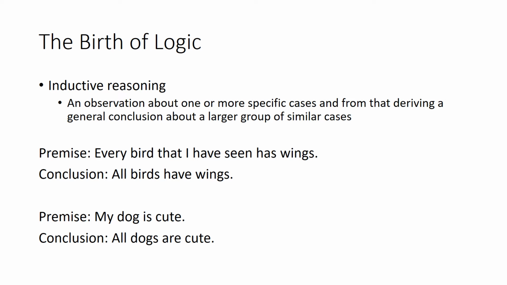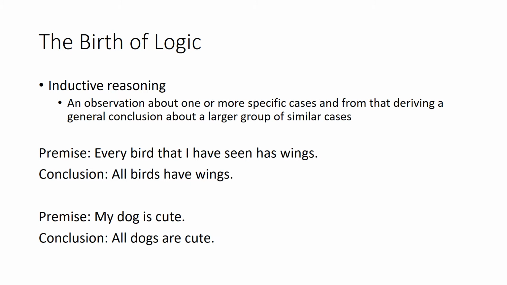Another way of reasoning is inductive reasoning. This begins with an observation about one or more specific cases, and from that deriving a general conclusion about a larger group of similar cases. In the first example, we can see that the premise is every bird that I have seen has wings. Therefore, all birds have wings.